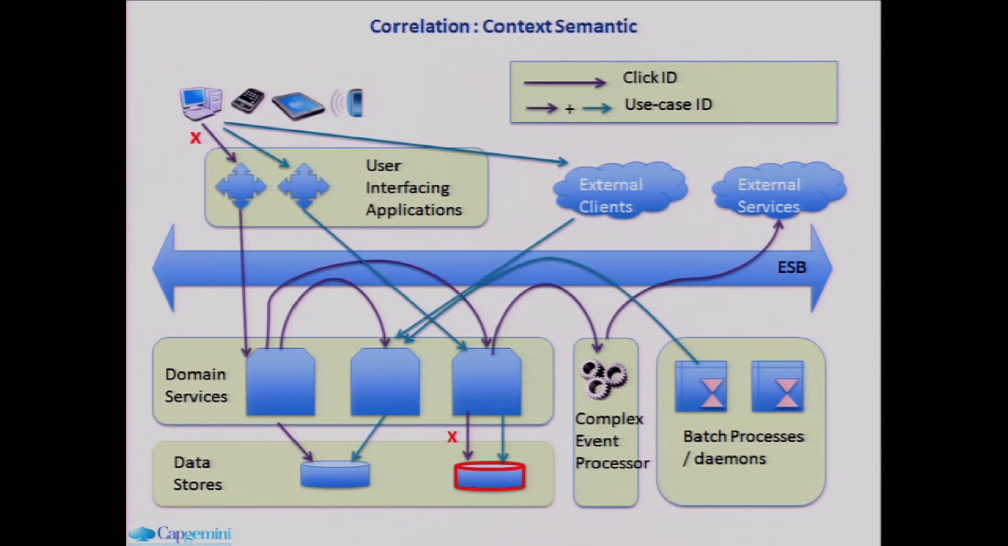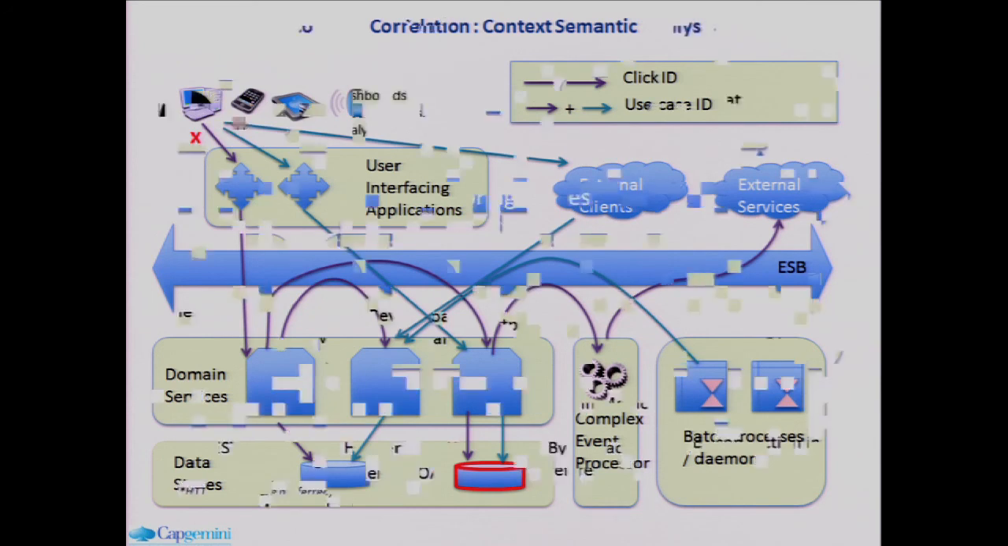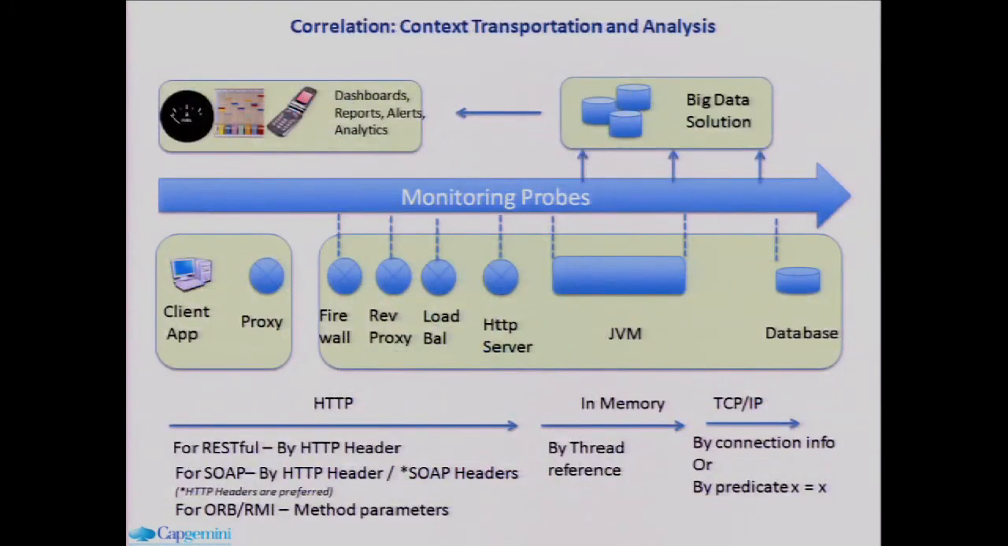It could be a workflow ID or a use case ID. A single button click is very atomic, but usually you talk in terms of what the end user is trying to do. Are they trying to purchase something? Are they just searching? Are they doing a payment? So these are the semantics that you can build, which are applicable to your business. And I think these are some of the techniques for the transportation and analysis of those.